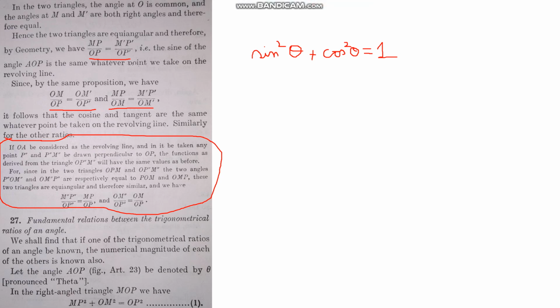Now another was these square relations. There were 3 square relations. Another: sec square theta is equal to 1 plus tan square theta. Another is cosec square theta is equal to 1 plus cot square theta.